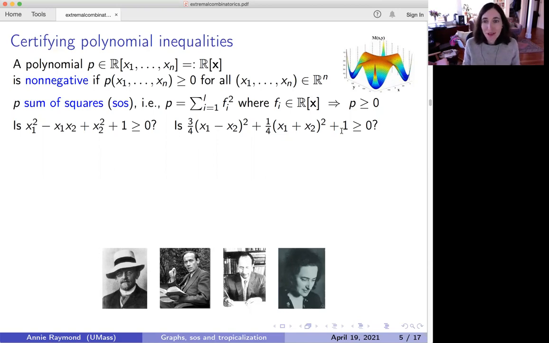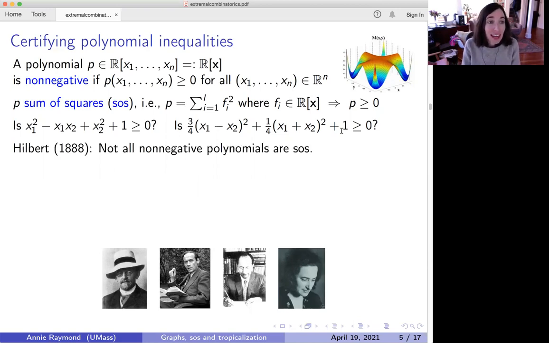And so the first question you might wonder is, is every single non-negative polynomial a sum of squares? Can I always do this trick? And we've known for a long time that no. Hilbert in 1888 showed that not all non-negative polynomials are sums of squares. And he characterized exactly which ones are.